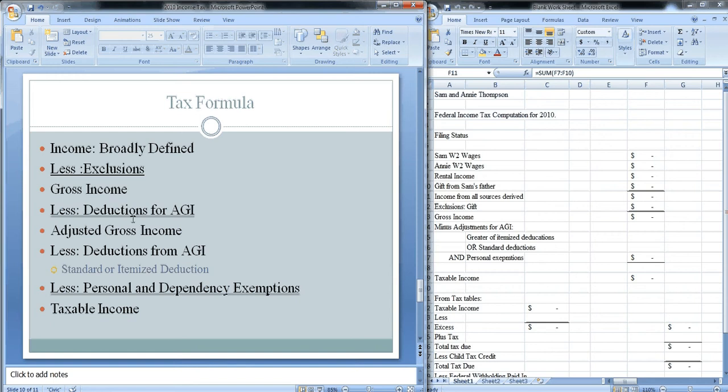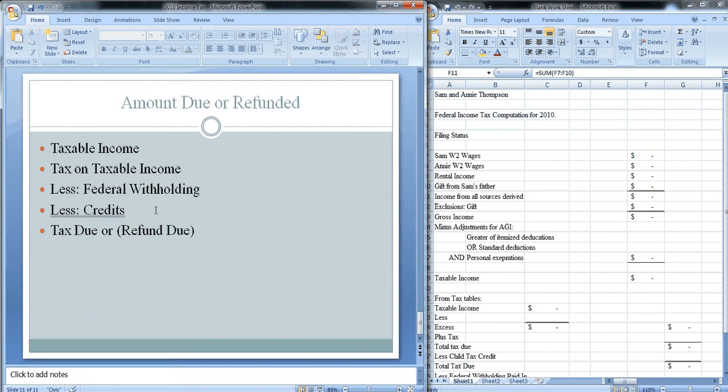Alright, here's the tax formula. Income, which is broadly defined, we have both of their wages and the rental income, less the exclusion, which is the gift from Sam's father, so we get to exclude that, and then that's going to equal our gross income. And then we get to deduct for AGI, which will equal our adjusted gross income, and then we get to deduct from AGI the standard or itemized deduction, and then the personal and dependency exemptions, which I told you earlier that they had 4 of. And then that's going to equal their taxable income.